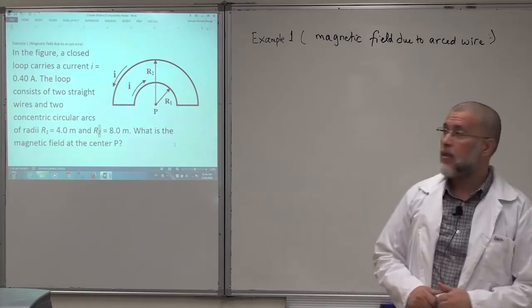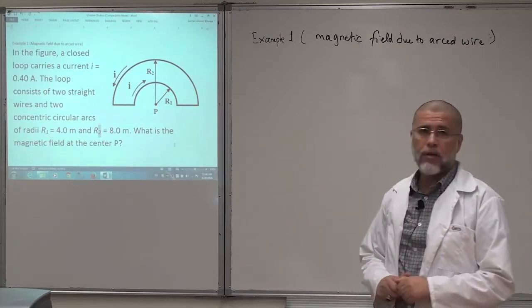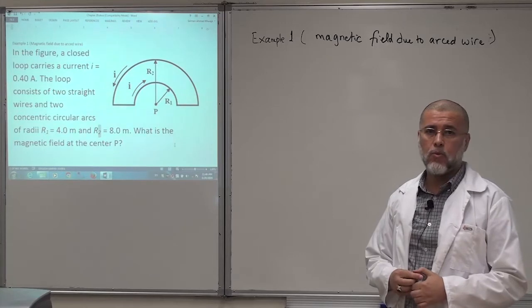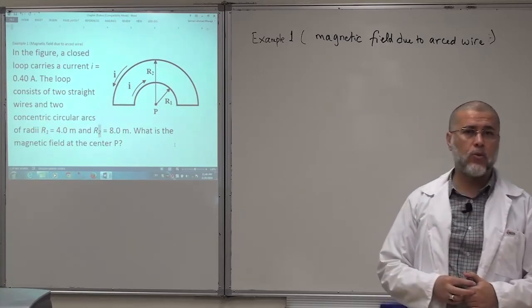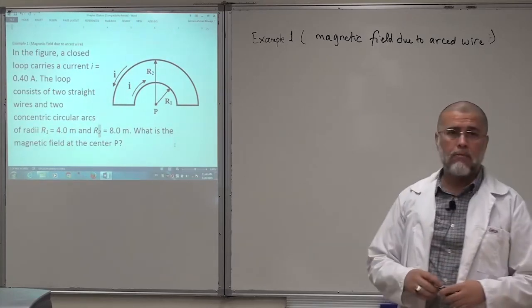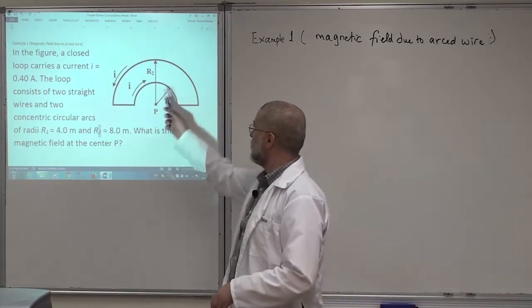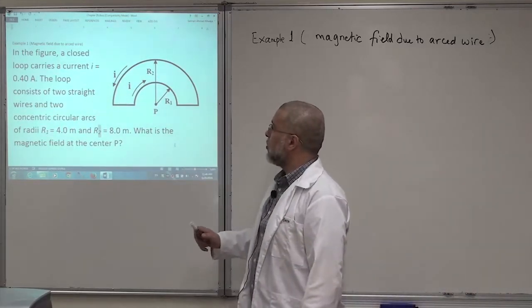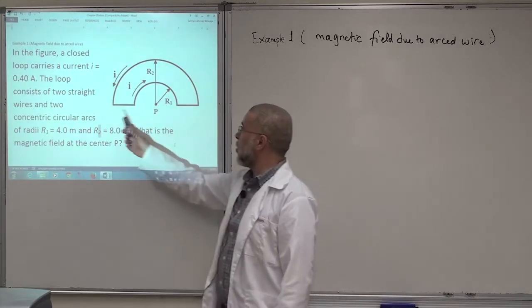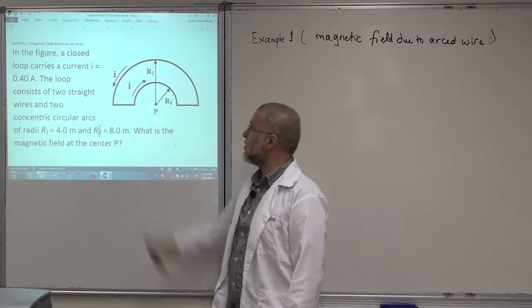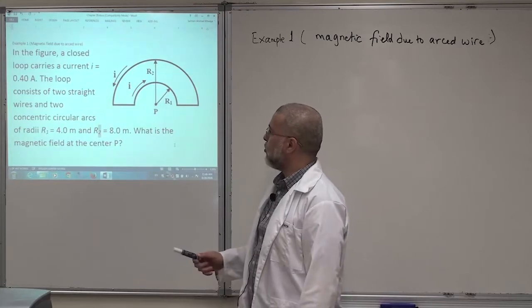Bismillah ar-Rahman ar-Rahim. Now my son, we are going to practice some examples related to the concepts of magnetic field due to arced wire. So my wire has a shape of an arc, as you can see in this figure here. It is a closed loop wire carrying a current of 4.4 ampere.